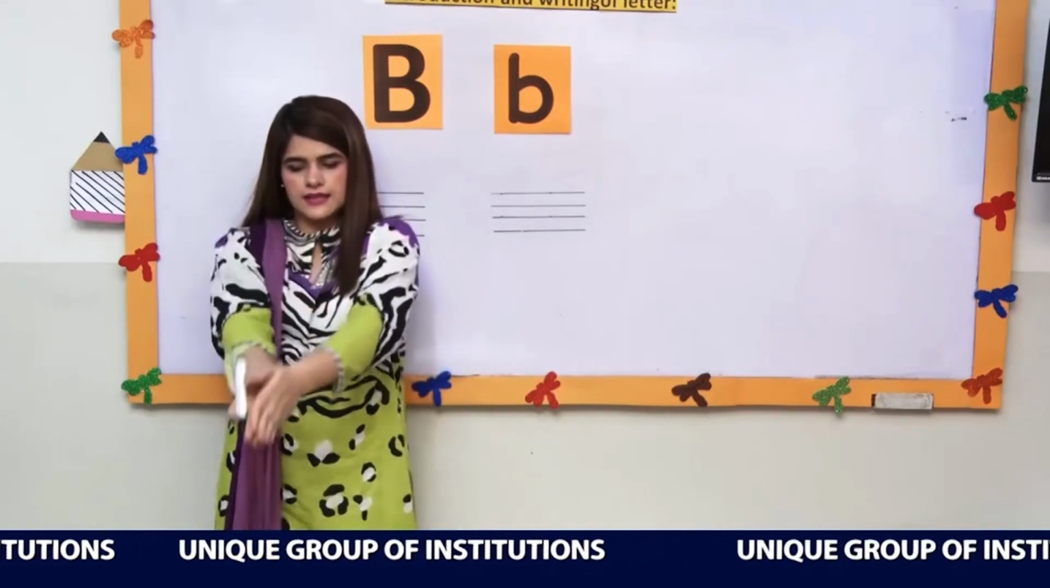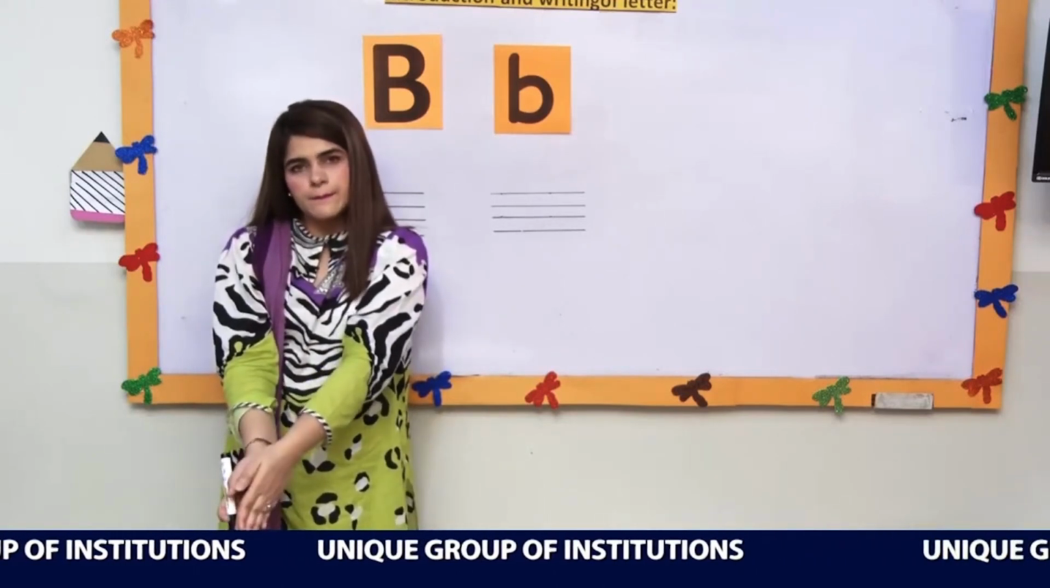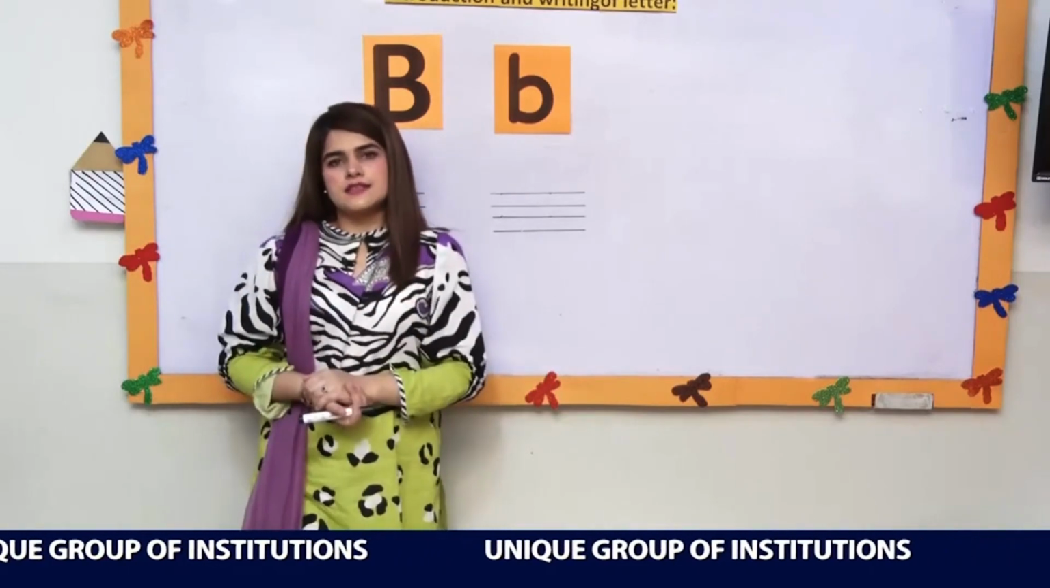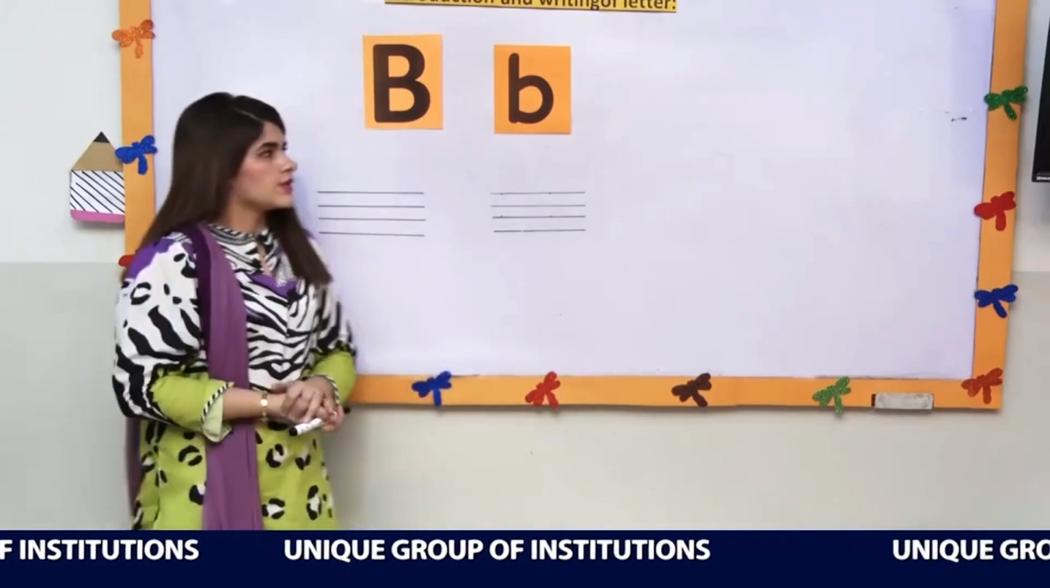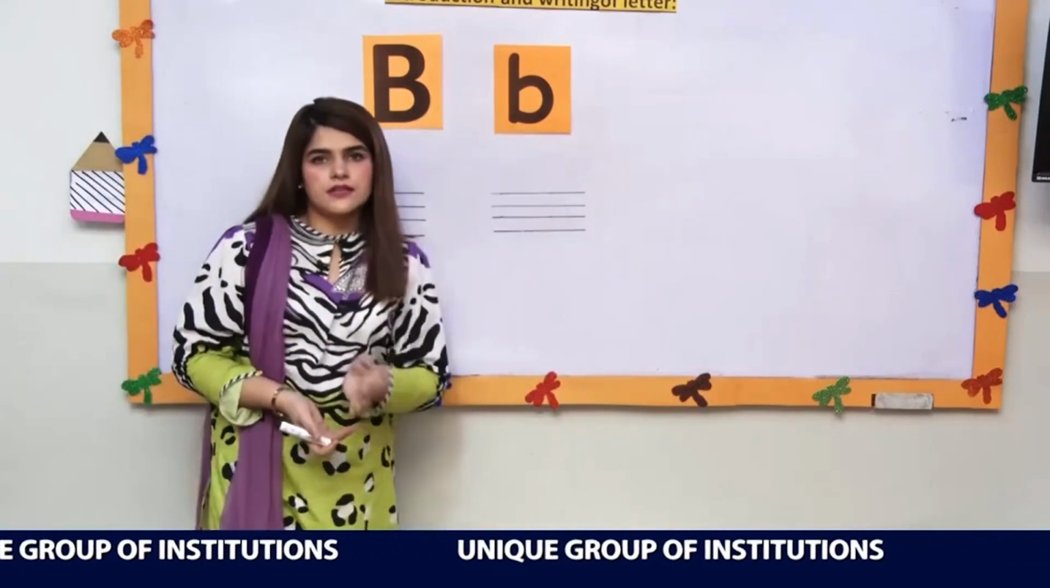Do this action with me again. Place your hands and then go down like you are holding a bat. B, b, b. This is the sound of B. So you can see capital B and then small b. So let's start the reading from the book.